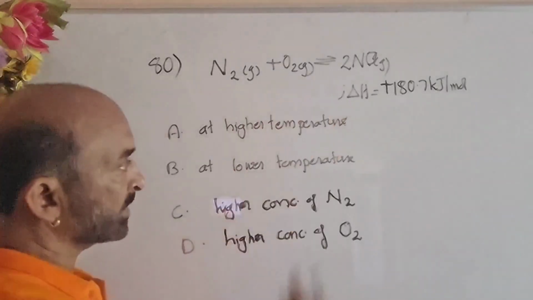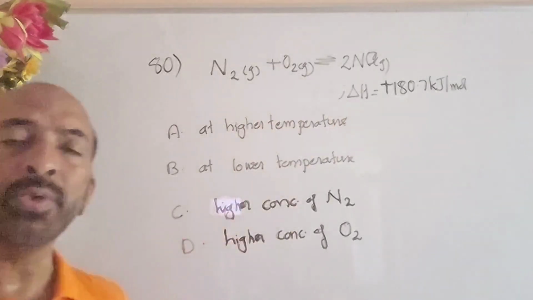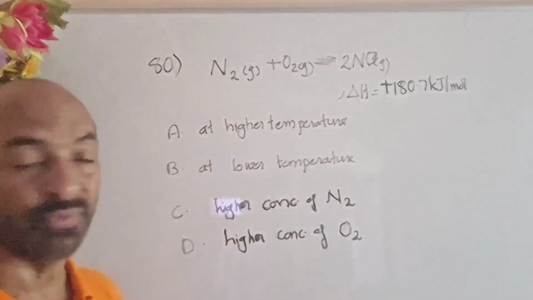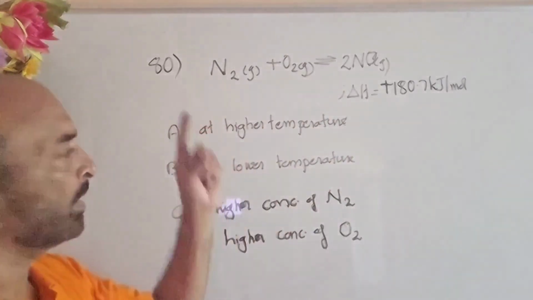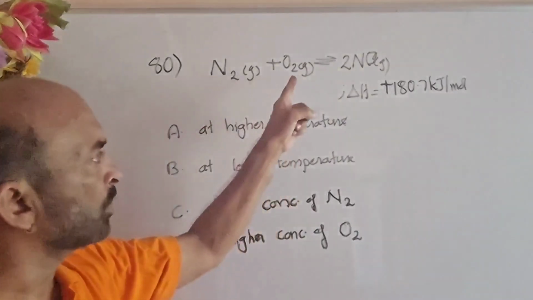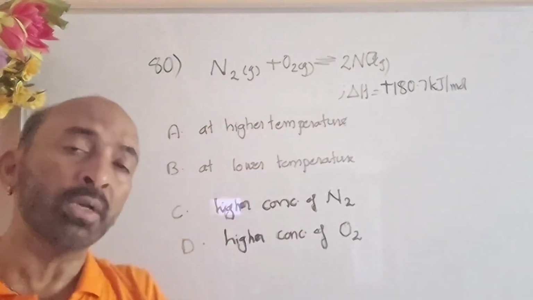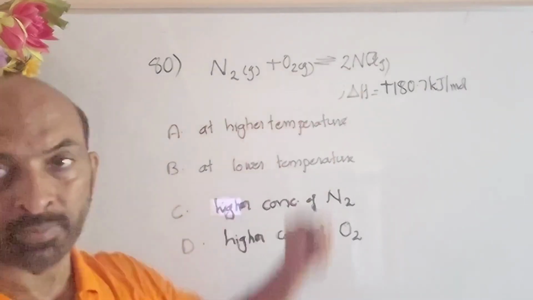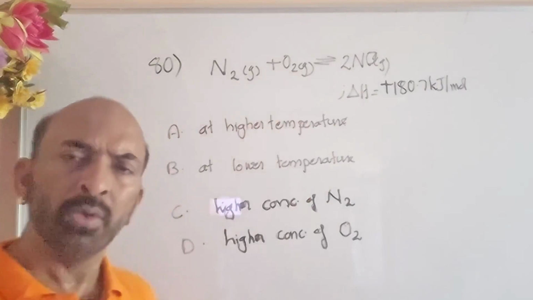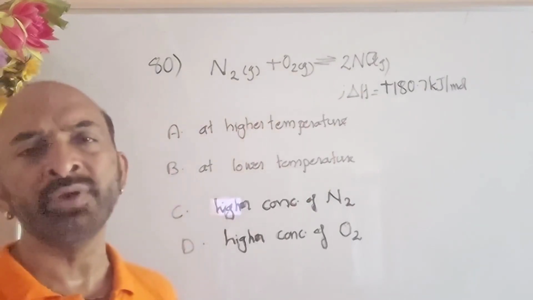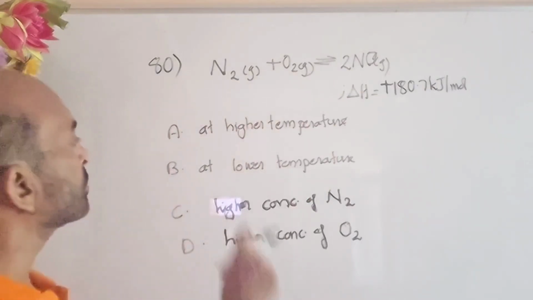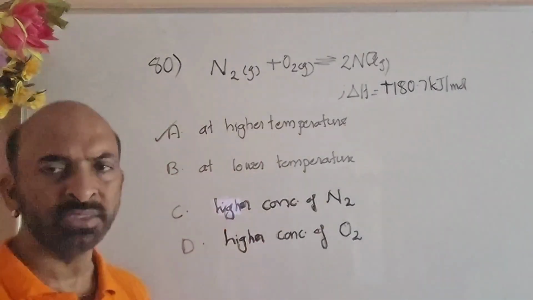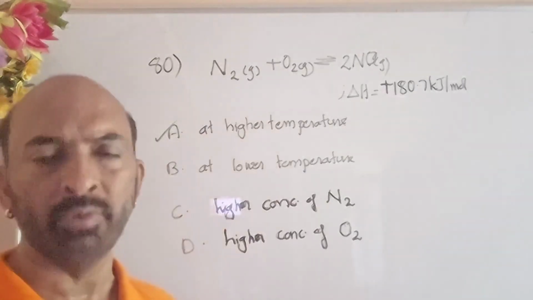This reaction N2 plus O2 giving 2NO is highly endothermic. Delta H is plus 180.7 kilojoule per mole. We know that in the atmosphere, N2 and O2 combine forming NO during lightning where a huge amount of heat is generated. So that suggests that this is an endothermic process. Okay. So we know that any endothermic process is favored by high temperature. So among these statements, A is a correct statement. At a high temperature, the production of NO will be enhanced.